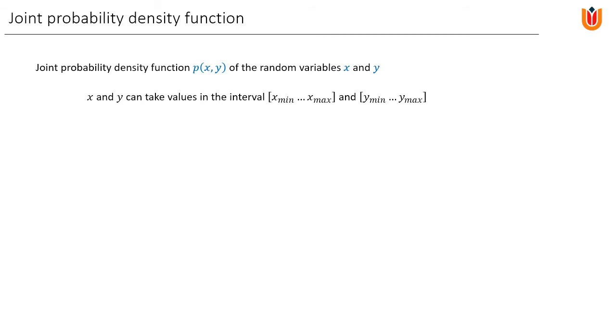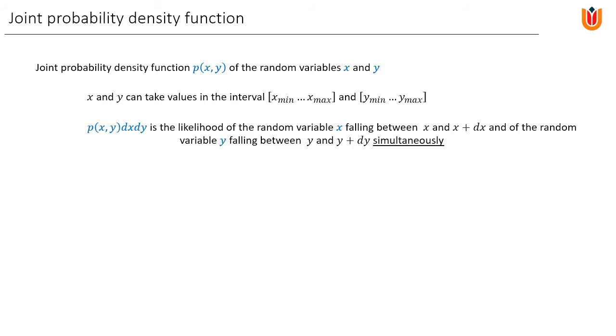If we have two random variables, we can define a joint probability density function, p of x and y, of these two random variables, where again x and y can take values on their respective bounded intervals. The definition is analogous. So p(x, y) dx dy is the likelihood of the random variable x falling between x and x plus dx, and of the random variable y falling between y and y plus dy simultaneously. This PDF is normalized on both domains, so the double integration yields unity.